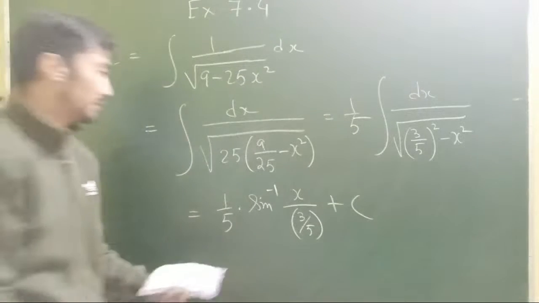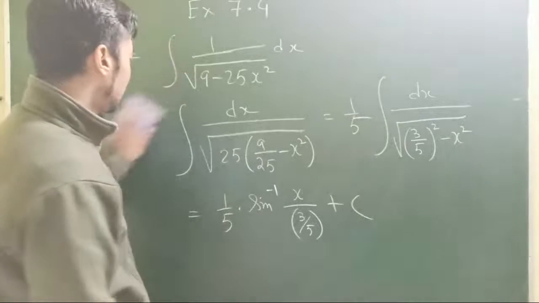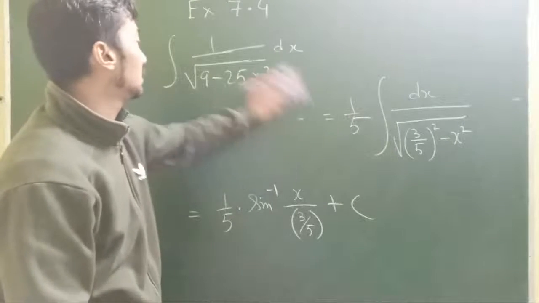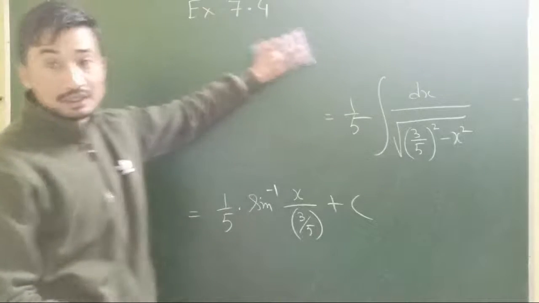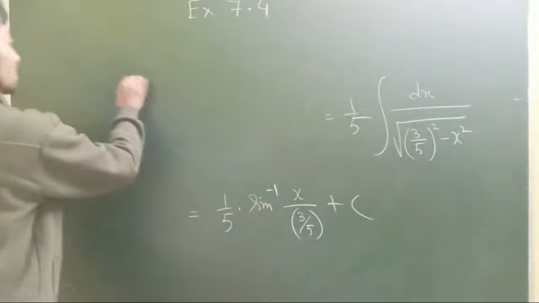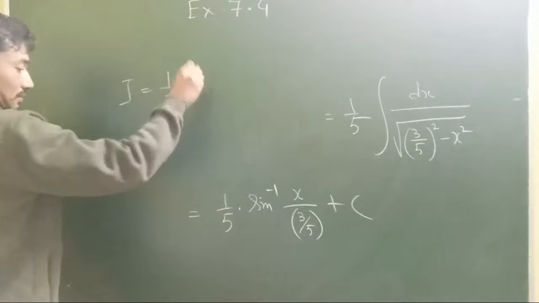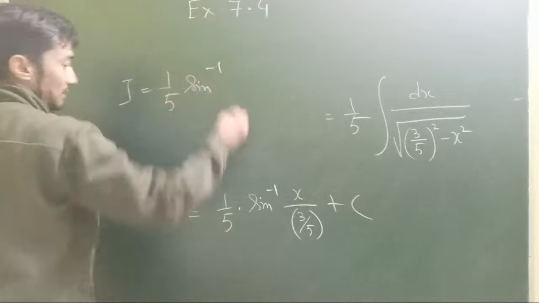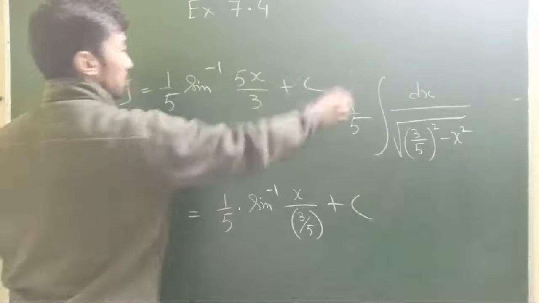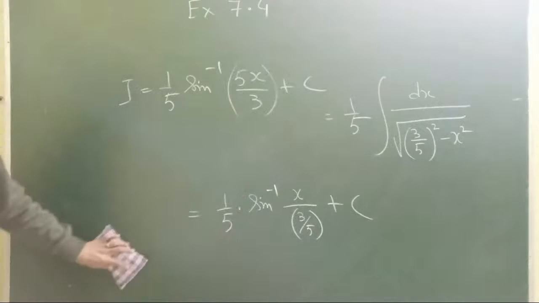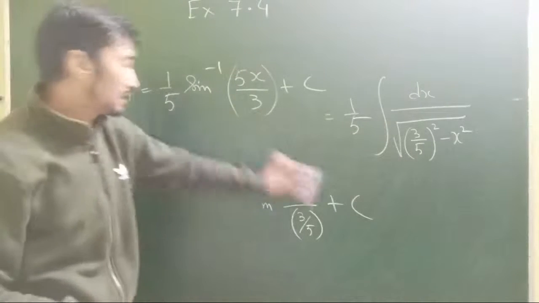So that, if you wish to write it in a better form, then that will be simply... I hope you're done with that. I'll just convert it here. So ultimately your solution will be I equal to 1 by 5, sine inverse, 5x by 3 plus c. Bus. It's a simple exercise.